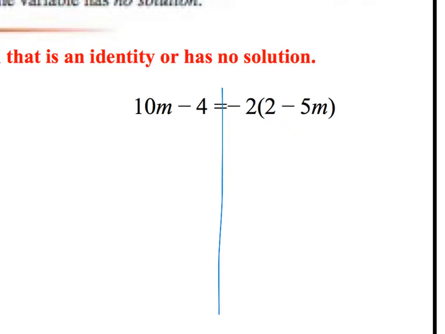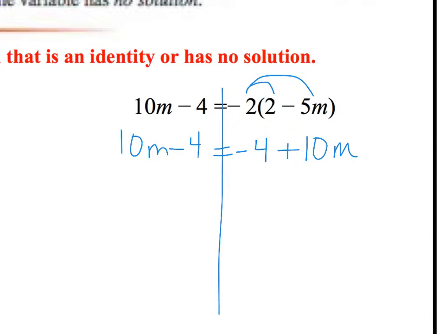So we're going to look. Do we see distribution? Yes. You bet. So let's distribute on the right. Negative 2 times 2, negative 4. And negative 2 times negative 5m, positive 10m. Let's bring down what's on the left-hand side. 10m minus 4. What do you guys notice right now by looking at it?